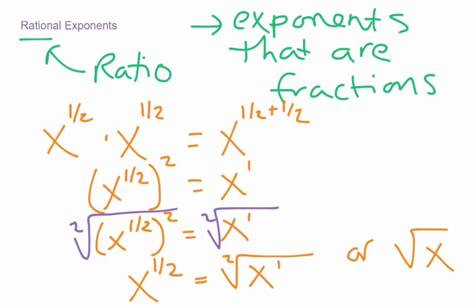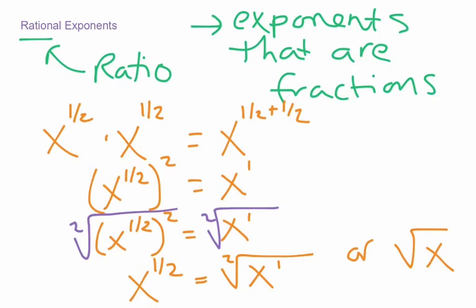Now I want you to pay particular attention to the position of the 1 and the 2. The 1 is the numerator of the fraction, and it is the exponent on the x. The 2 is the denominator of the fraction, and it is the index on the radical. I'll just let that sit there for a second with you.